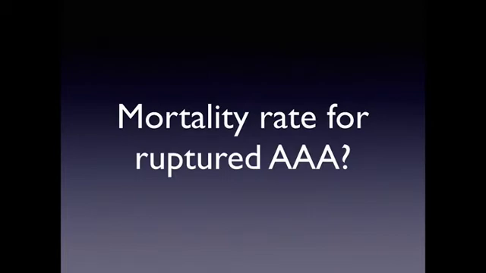So what is the mortality rate for a ruptured AAA? We already talked about how it's not good to rupture. And so I think you can imagine that the mortality rate is going to be pretty high. The mortality rate is about 75 to 80%. So those people that have ruptured AAAs and then undergo repair and live, about 75 to 80% of the time they're going to die.